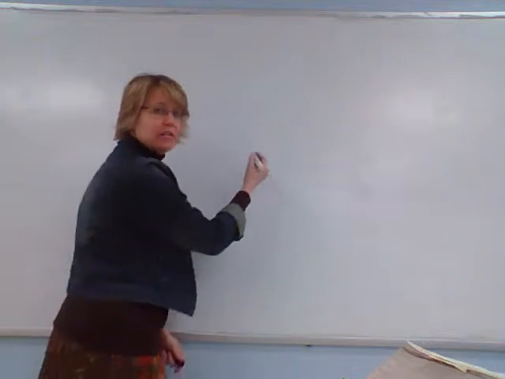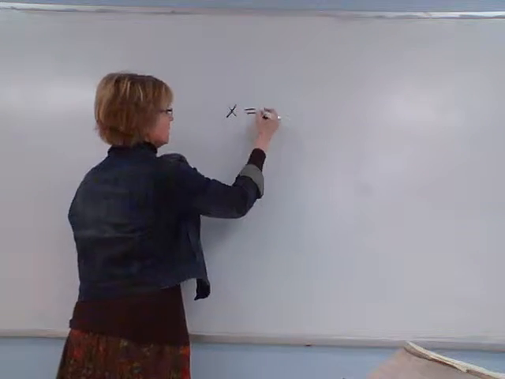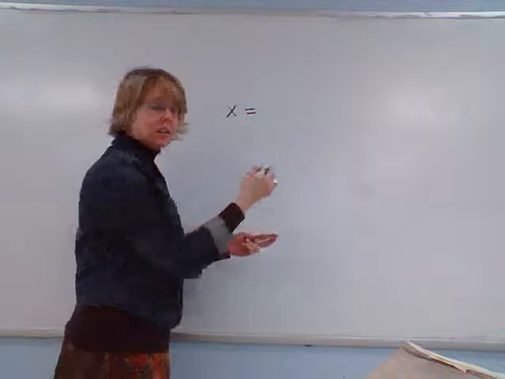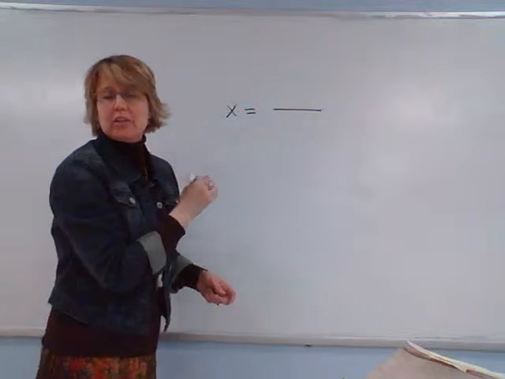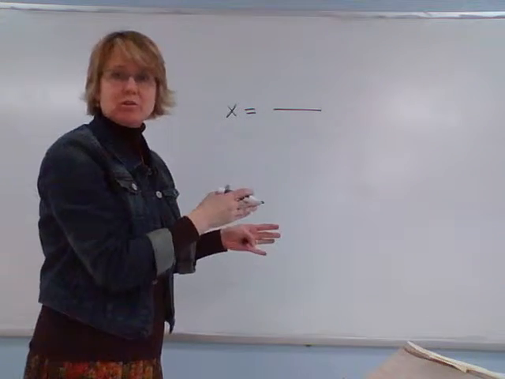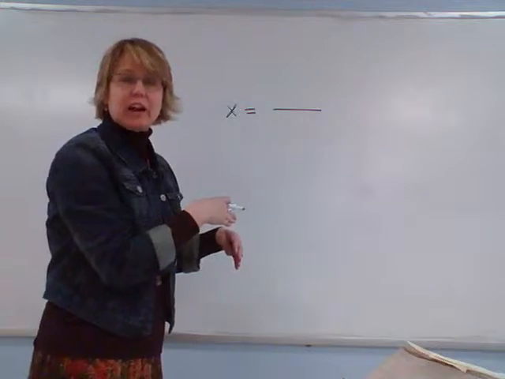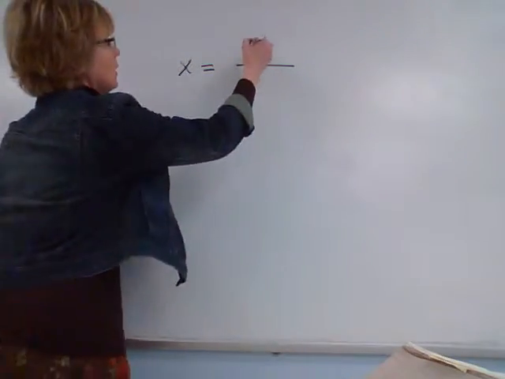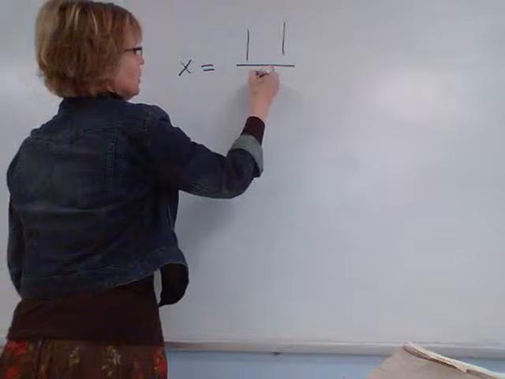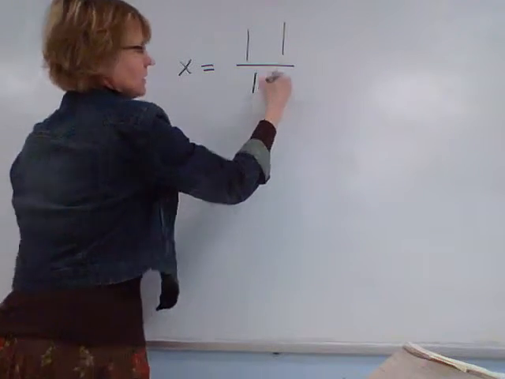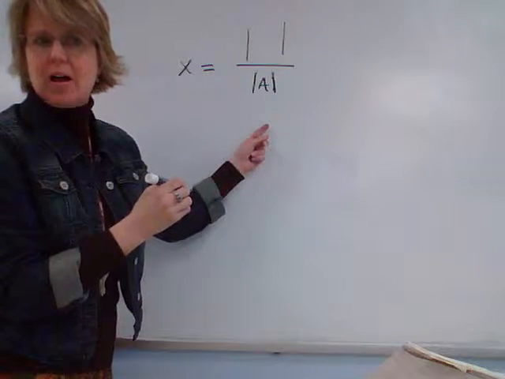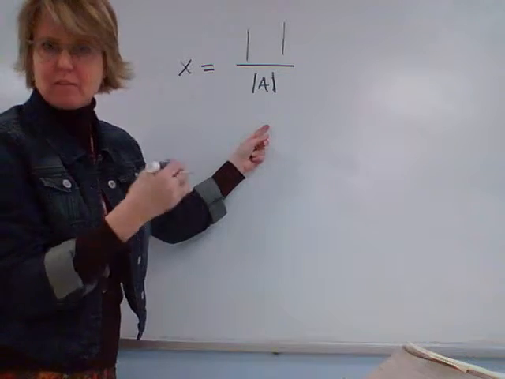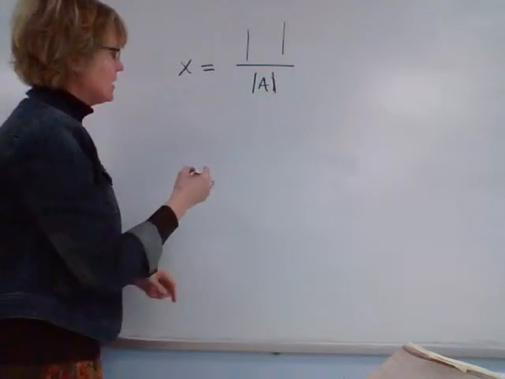To find the value of x, I write a fraction where the numerator of the fraction is a special matrix. The denominator of the fraction is always the determinant of the original coefficient matrix. I'm going to try to scooch in a little bit here. So the numerator is special. The denominator is always the matrix of coefficients. I just find the determinant of that, and that goes in my denominator.